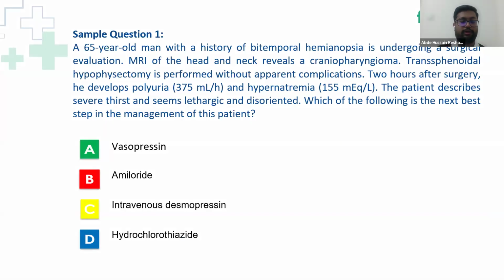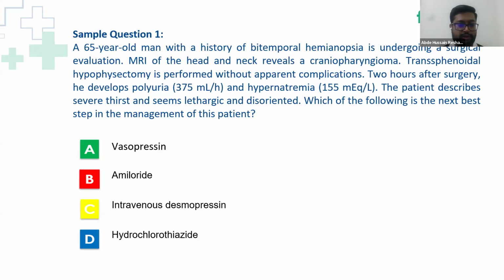So, just a sample case here: a 65-year-old patient with a history of bitemporal hemianopsia is undergoing a surgical evaluation. The MRI reveals a craniopharyngioma, a tumor very close to the pituitary and hypothalamus, and the surgeon chose a transsphenoidal hypophysectomy to treat it. 2 hours after the surgery, he develops polyuria at 375 ml per hour, which is quite high, and hypernatremia is ensuing with sodium of 155 mEq per liter. The patient describes severe thirst and seems lethargic and disoriented. Which of the following is the next best step in the management of this patient?